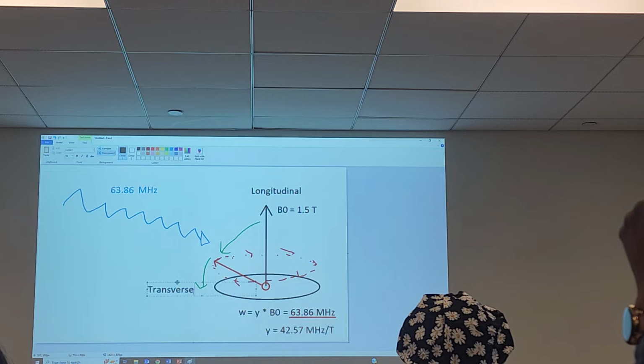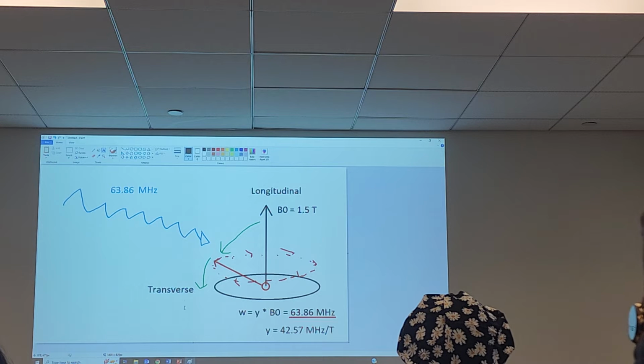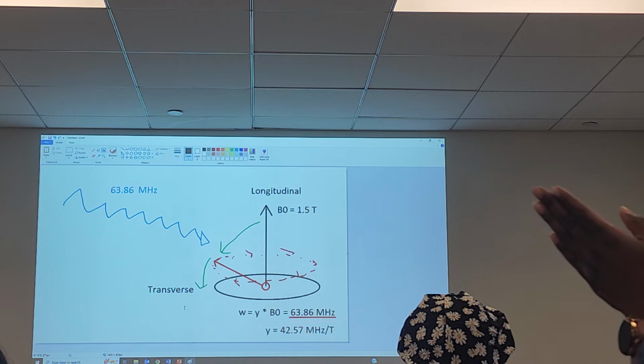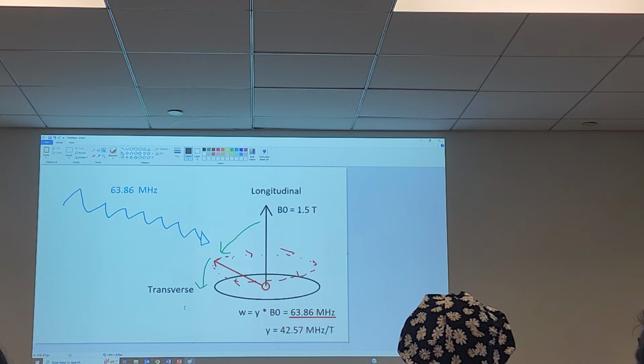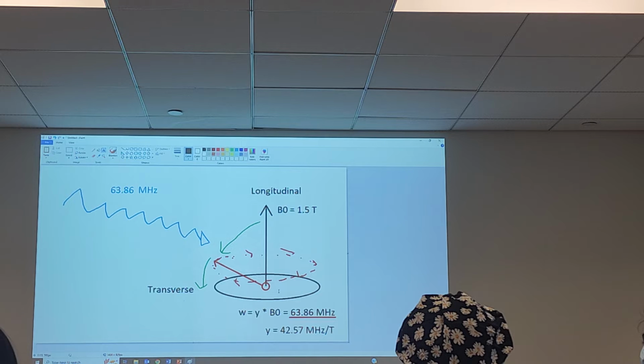So the longitudinal is made by the main magnet. RF is what brings it into the... No, RF is just what moves it away from the longitudinal. So yes, it is going to go towards the transverse. Right? Transverse is kind of like the floor. Longitudinal is kind of like pointing straight up at the ceiling. So over time, we're going to go from this to that. Right? RF energy is going to move us from here to here.